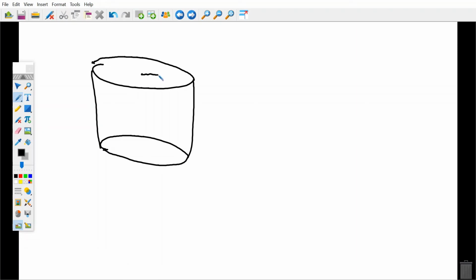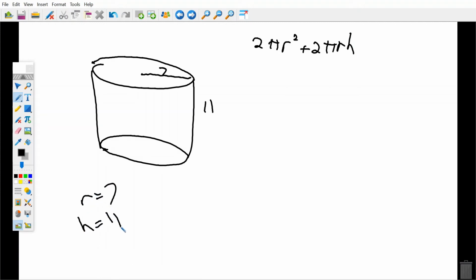I'll give you a radius of 7 and a height of 11. So the formula is 2 pi r squared plus 2 pi rh. The radius is 7 and the height is 11. So please take a moment, pause the video, try to find the surface area. Now that you've had a chance to try, let's look at the answer.